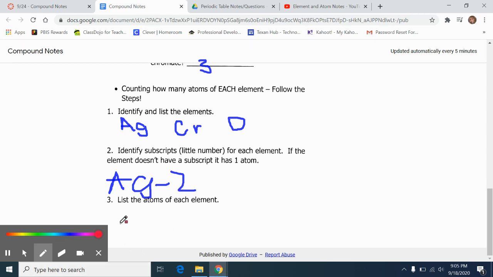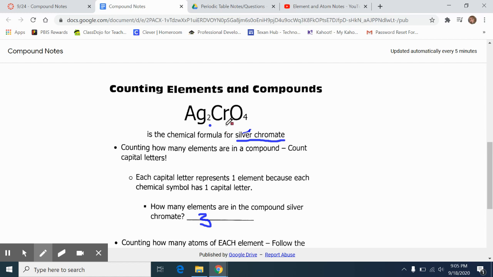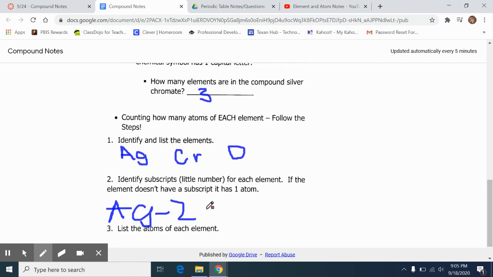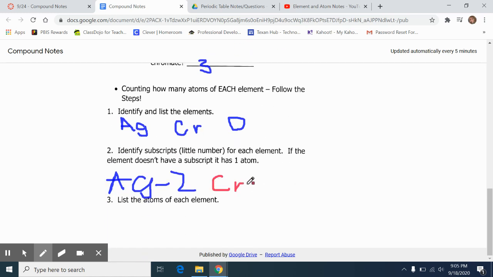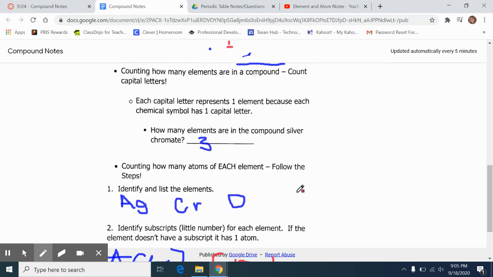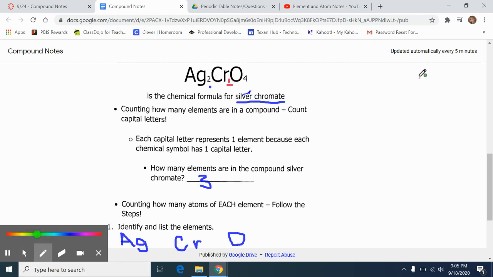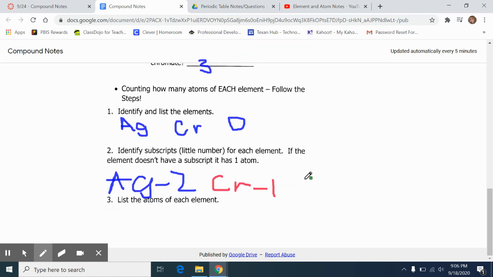And then next, we're going to look at Cr. Ooh, Cr doesn't have a little number here. So what I want you to do always, if there's not a subscript, a little number, I want you to write in a given 1. And let's go back down here. Write Cr dash. It has 1 atom. And then lastly, we've got the O. So that one's pretty easy. O has a 4 right by it. So we're just going to write that over here. O, 4.